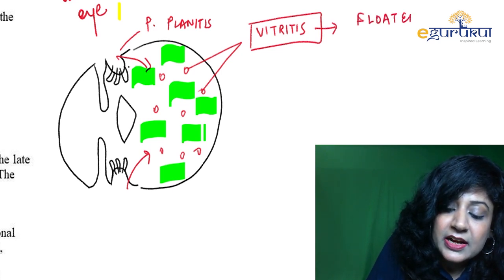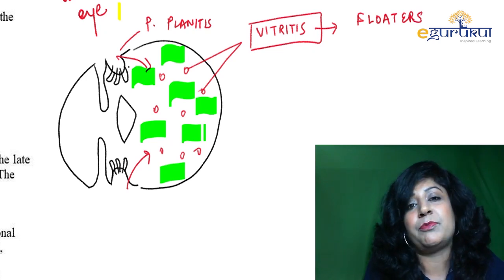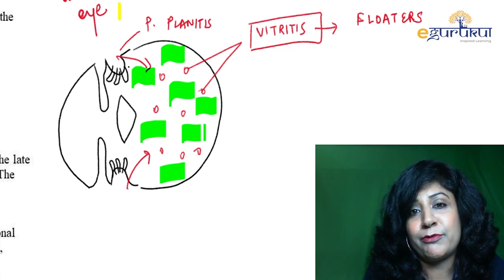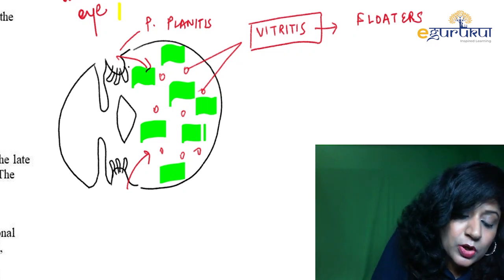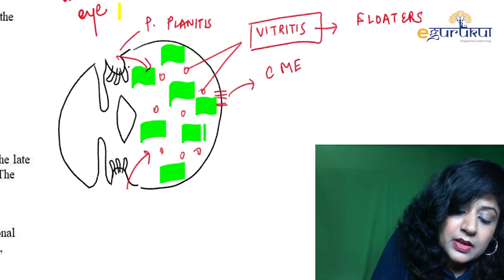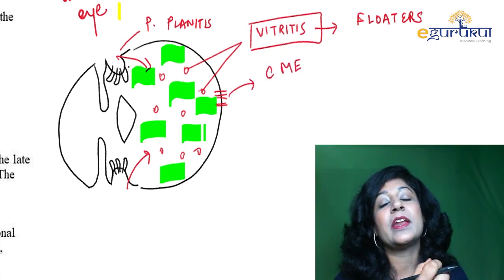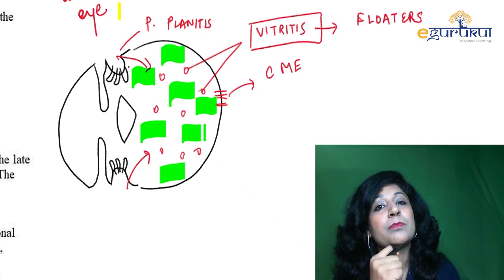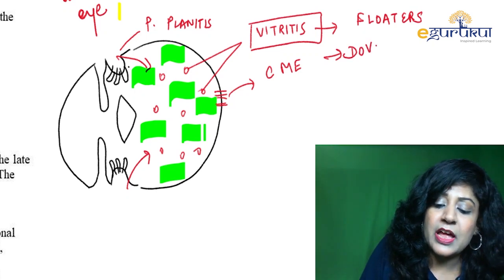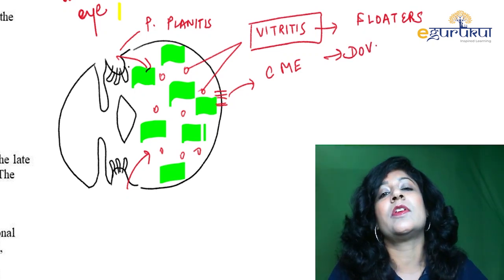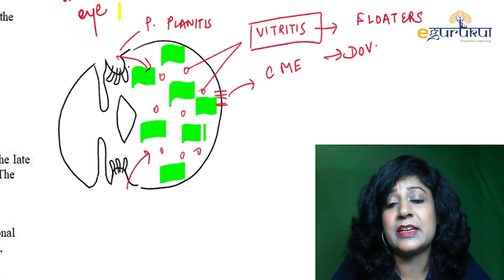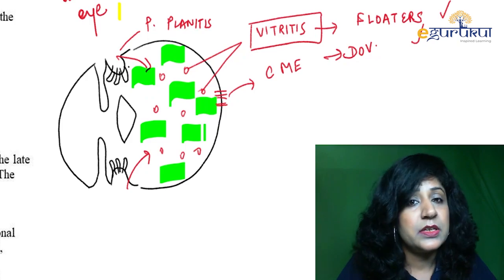So this person will start having floaters, black spots in front of the eye, and it is also affecting the periphery of the choroid. Sometimes it is also affecting the macula, and there could be cystoid macular edema. Whenever the macula is involved, we can have distortion of vision, metamorphopsia, and diminution of vision. That is the reason most of the time when we have a patient of intermediate uveitis or pars planitis, we will have floaters as well as diminution of vision.